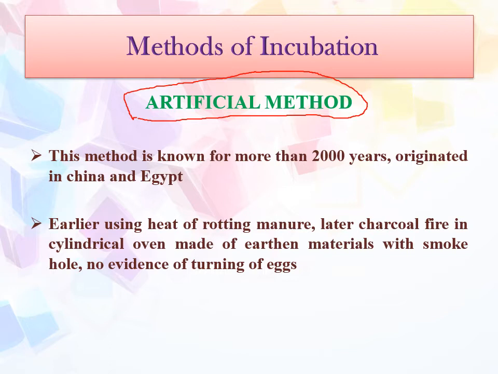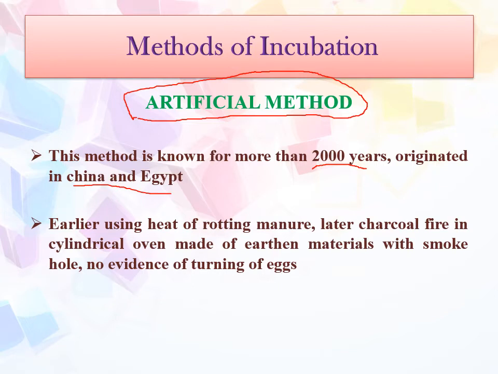So generally nowadays these hatcheries are used for incubation. Why? Because in the hatchery at one time you can hatch around 1 lakh to 2 lakh or more than 2 lakh eggs together. So they are more beneficial. So this method is known for more than 2000 years, and it is generally originated in China and Egypt.